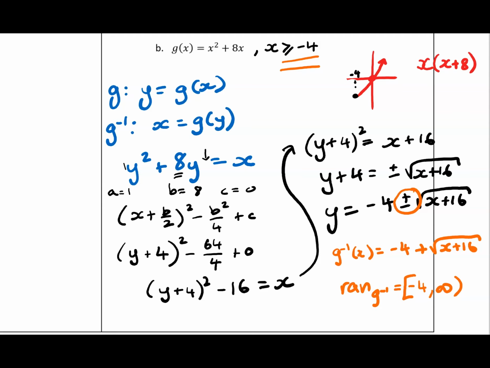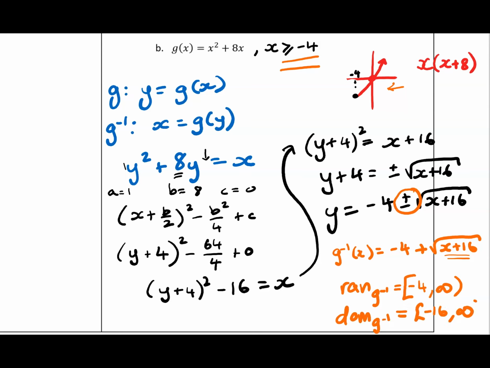Now the domain, while I could read it as the range of g, it's easier here to see that the domain will be negative 16 to infinity. So I can choose to read that from inverse g. So the domain of inverse g is negative 16 to infinity.